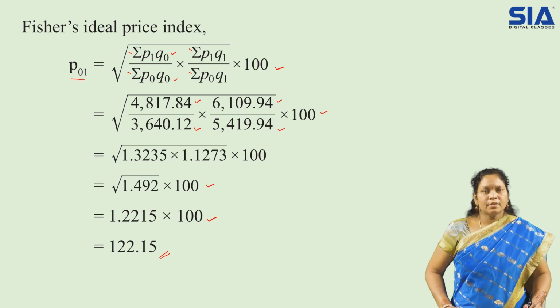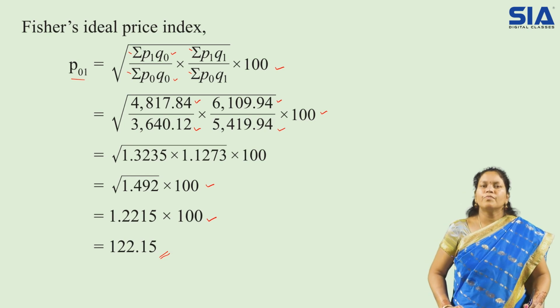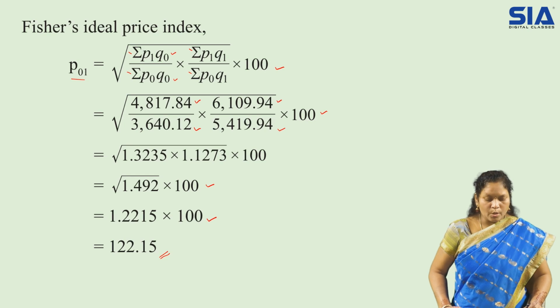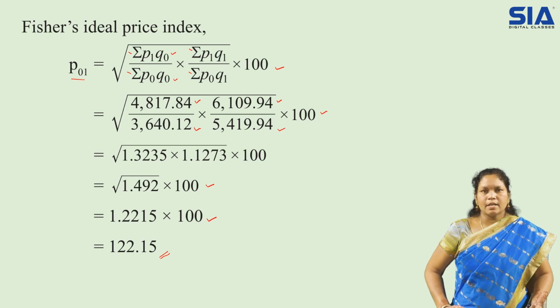So whenever quantities are missing, in this way we need to identify the quantities and we have to go for the required formula. So hope you have understood this Fisher's ideal whenever quantities are not there.